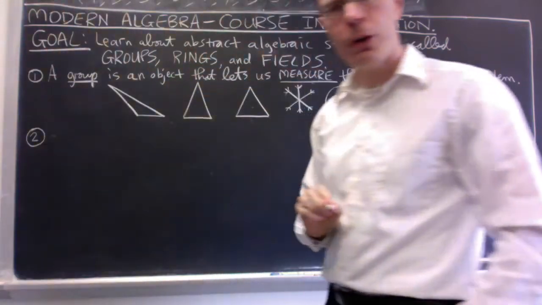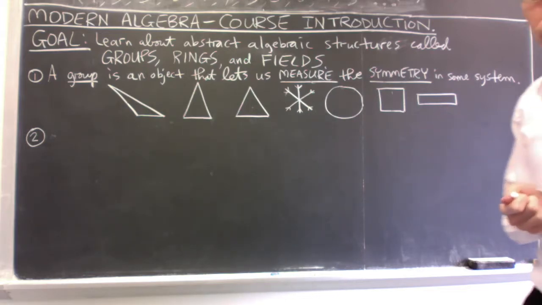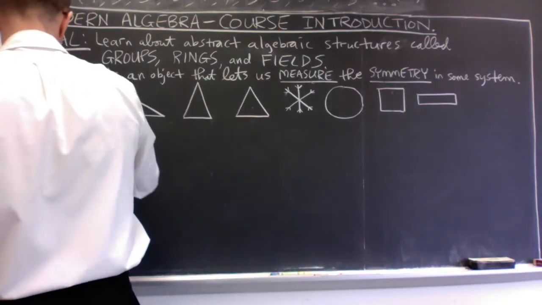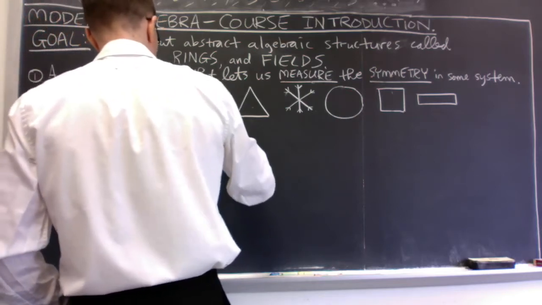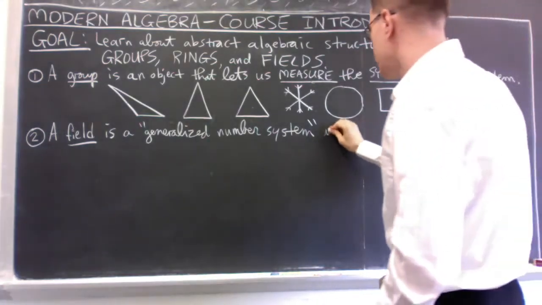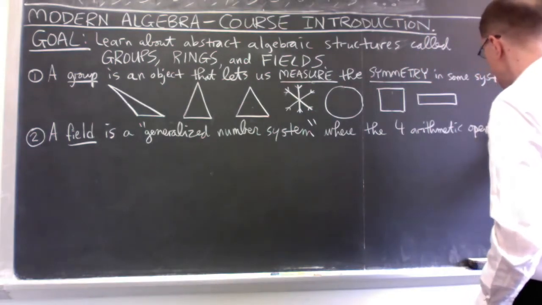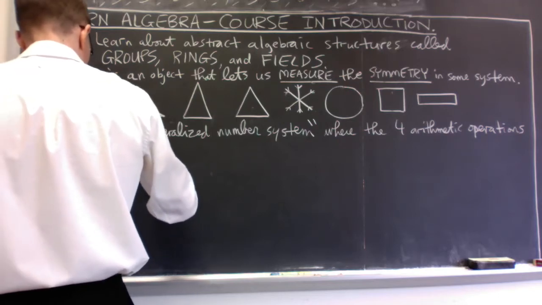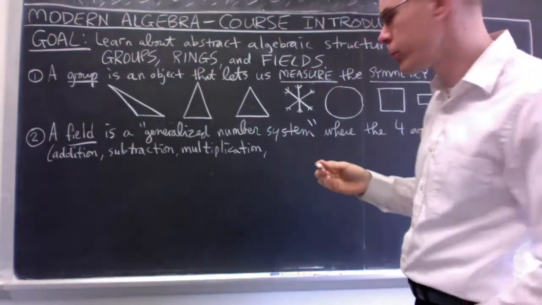Let's do fields next. What's a field? Well, a field, intuitively anyway, is some kind of a number system where all of the arithmetic operations that you're used to, like addition, subtraction, multiplication, and division, are all possible. So think of a field as a generalized number system where all those operations are possible: addition, subtraction, multiplication, division. Well, division, of course, by non-zero. You can never divide by 0.